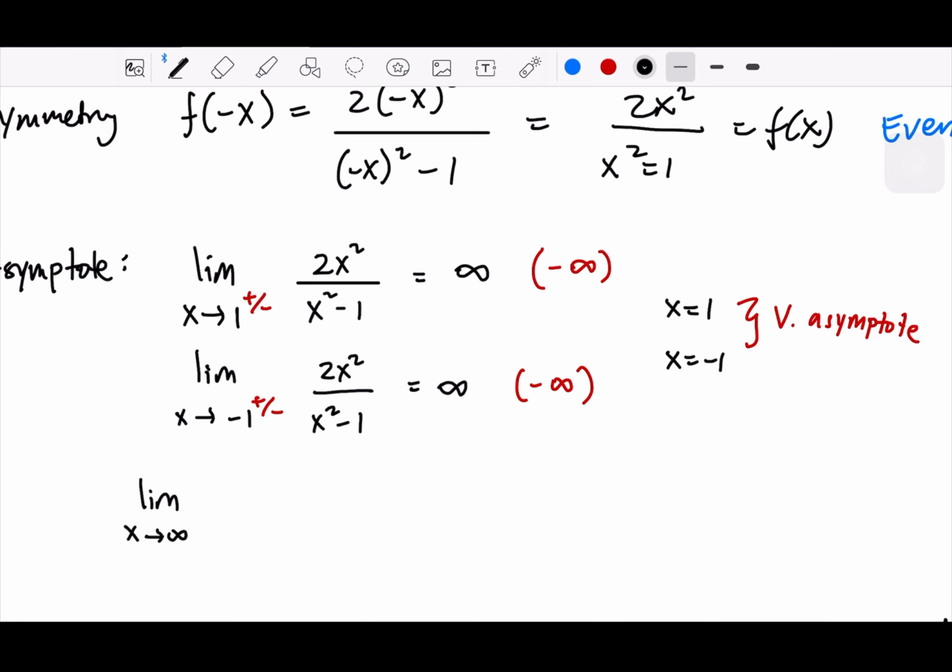Okay, the next thing is finding the horizontal asymptote. This is done by taking the limit as x approaches infinity or negative infinity. I think we have done this before. So if you have 2x squared and the bottom one is x squared minus 1, the highest polynomial degree is 2, so we just focus on the 2 and 1, so we have 2 as our result. So y equals 2 will be our horizontal asymptote. So we can write this as our horizontal asymptote.